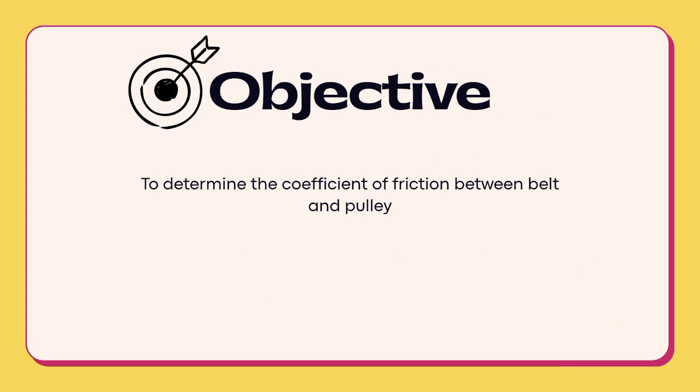The objective of this experiment is to determine the coefficient of friction between the belt and the pulley.